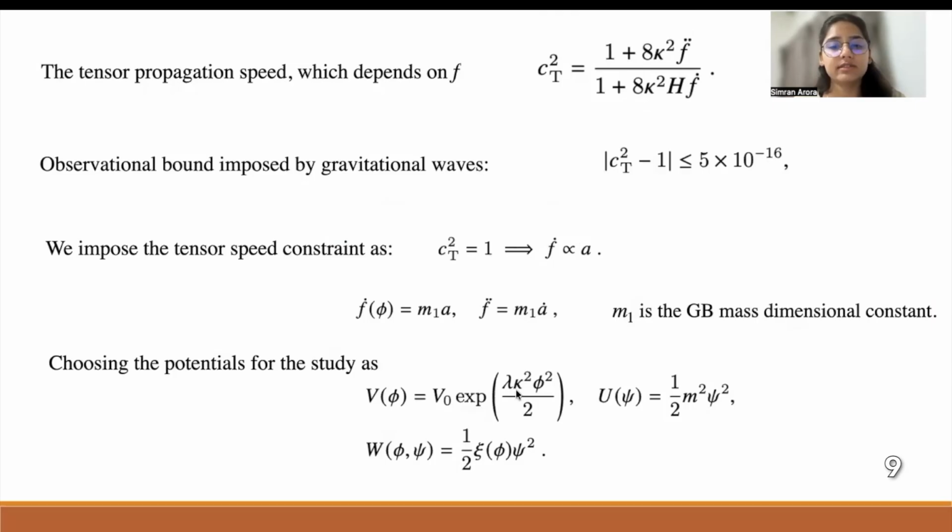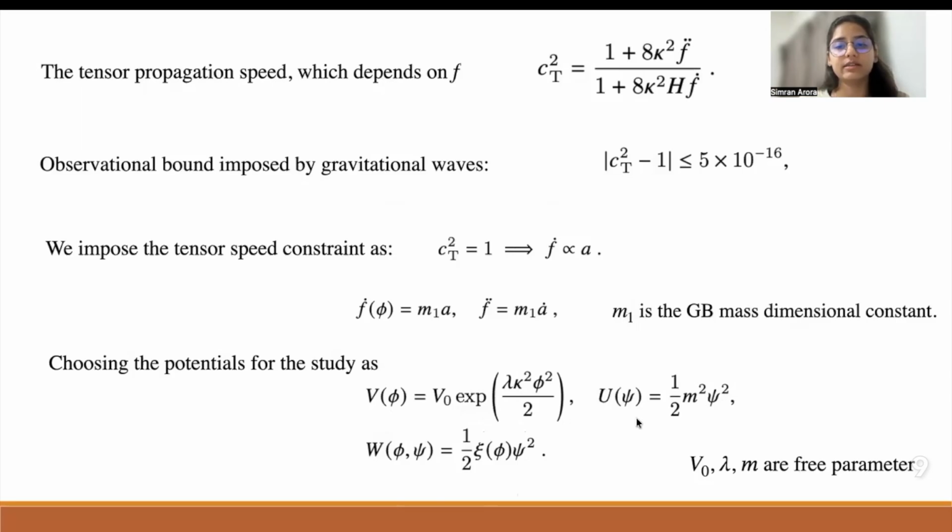Now, to study the system, we need some assumptions, right? We need to study the evolution, the cosmological history, of this system as a whole. So we need to choose some potentials for our study. For this particular study, we have used the exponential potential for V phi. We have used the potential corresponding to the psi field as a power law, and the interaction term as this, where this zeta phi is a coupling function.